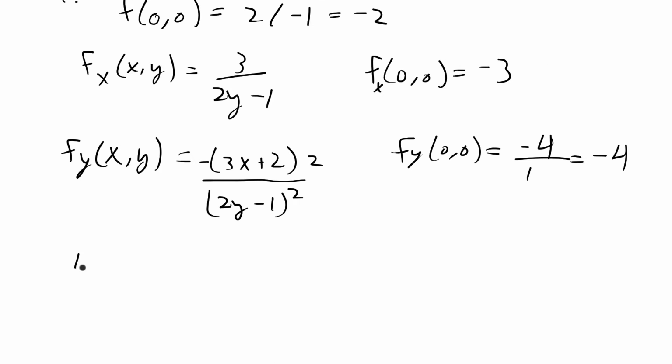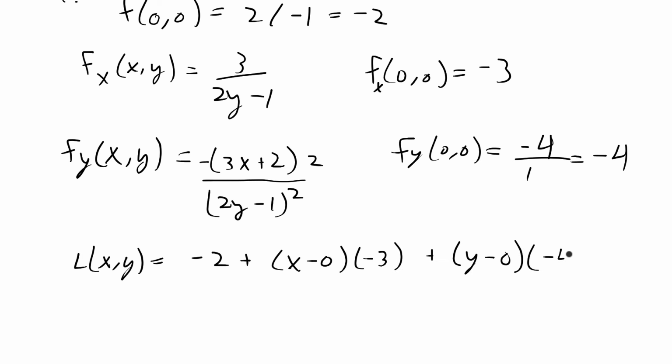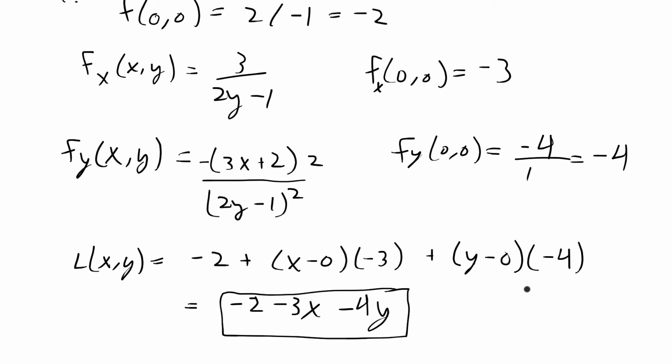So the linearization of (x, y) at the point (0, 0) is going to be -2 + (x - 0) times -3 + (y - 0) times -4. That is equal to -2 - 3x - 4y. And that's the solution for part A.